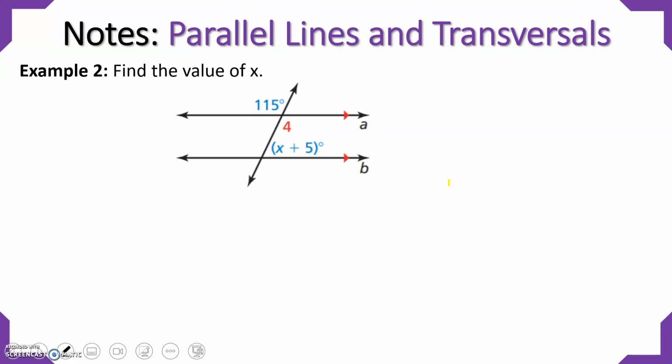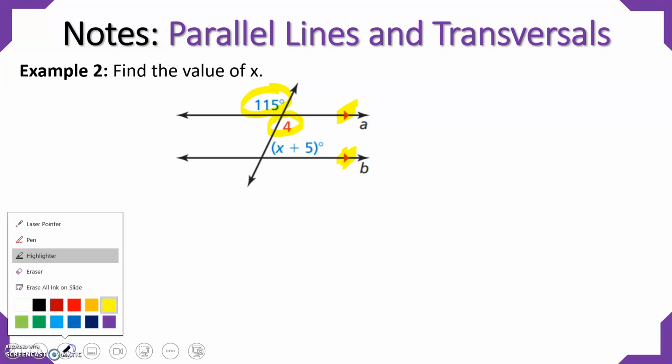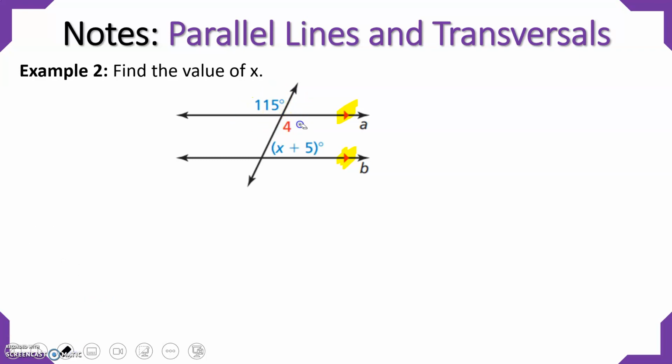Example 2. Find the value of x. All right, we see two parallel lines. A and B are parallel, and we can see they are because of the parallel marking. Thus, we know a couple of things. We know that 115 and 4 are vertical. And we know that vertical angles are congruent. So we know that angle 4 is 115 degrees.